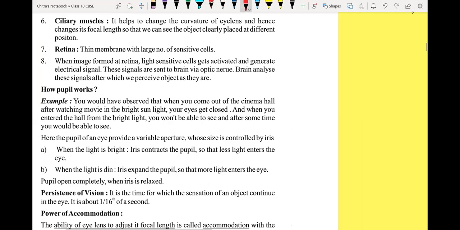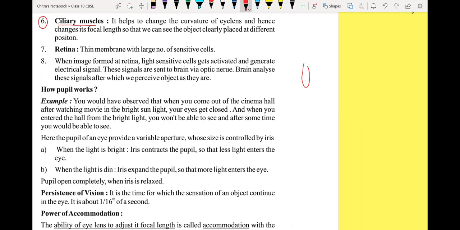Now we are going to discuss the next part of the eye. The sixth one is called ciliary muscles. Ciliary muscles are very helpful. Sometimes they contract and sometimes they relax the eye lens in order to focus the image on the retina. So what is the role of ciliary muscles?